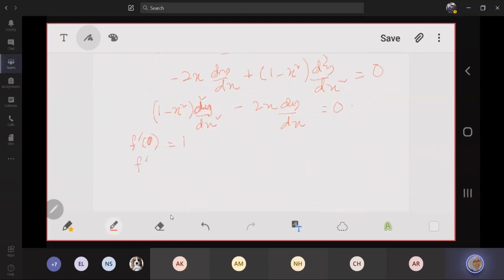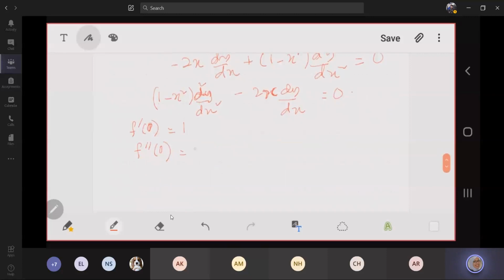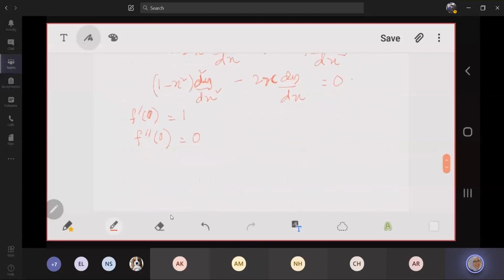f double prime of 0 is equal to what? Because this one is going to be, you multiply with x, and x is 0. So you get 0.